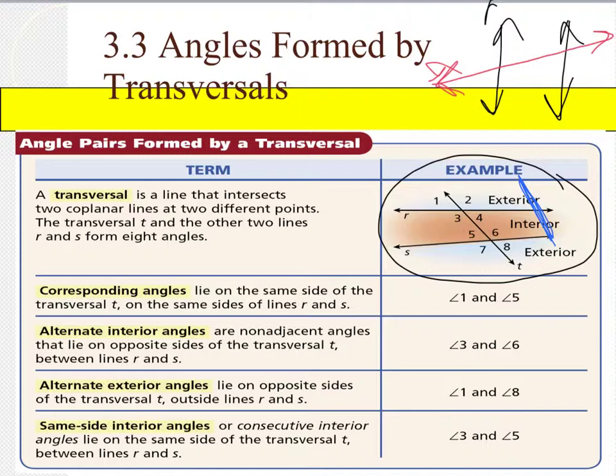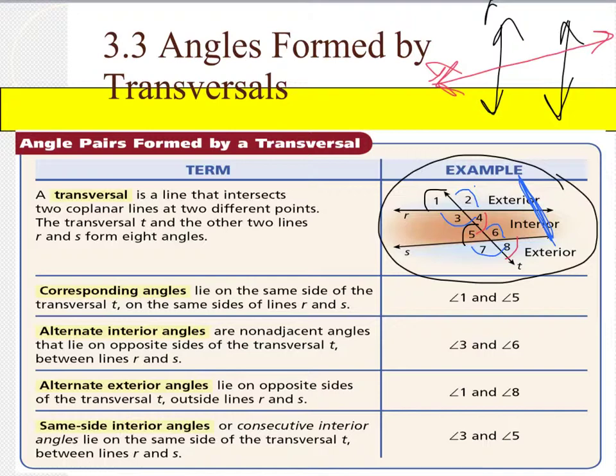So we're all going to be looking at angles 2, 4, 6, and 8. But then they're also the same sides of line R and line S. So if I look at line R, I'm going to pick the top angle of 2, and then I would also have to pick the top of S, which is angle 6. So angle 2 and angle 6 are two corresponding angles. Angle 4, which would be on the bottom of R, and angle 8, which is on the bottom of S, are two corresponding angles. 1 and 5 are corresponding angles. And then lastly, 3 and 7 are corresponding angles as well.